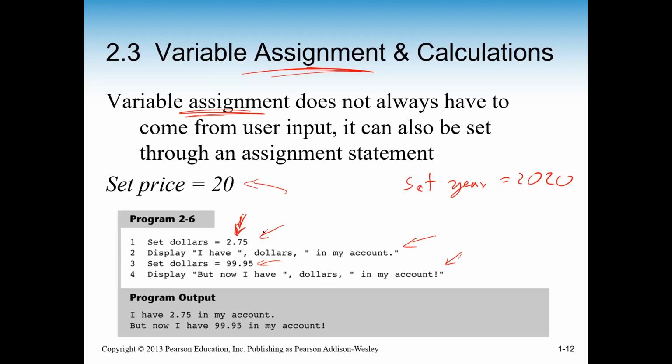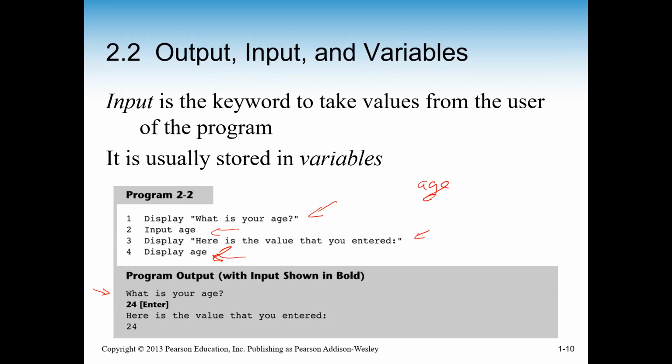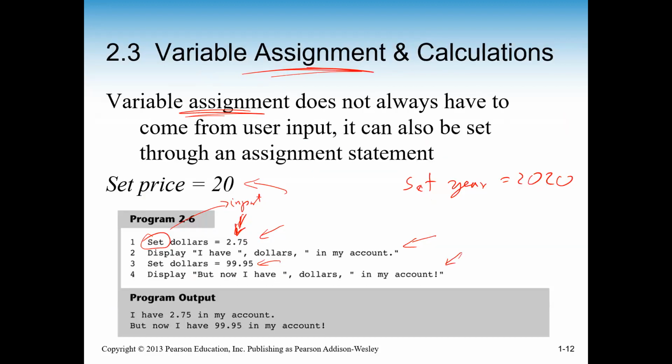So this set implies that the value is being set in the program. It doesn't say input, right? So there's no input as if to say it came from the user, like we had before, where we had input age, for instance. So we're not doing that. Here we're just setting. That's another very common pseudocode type of word.